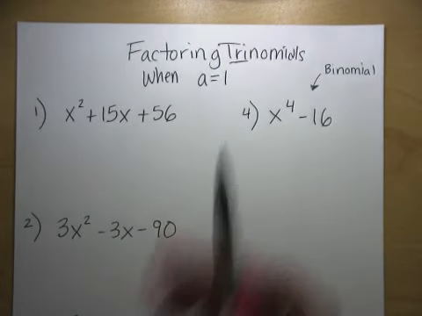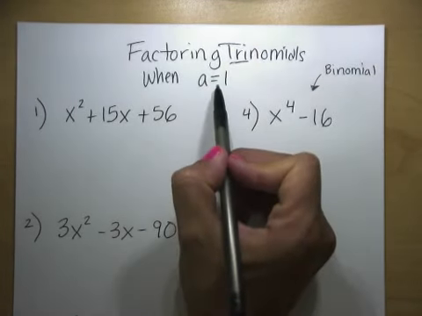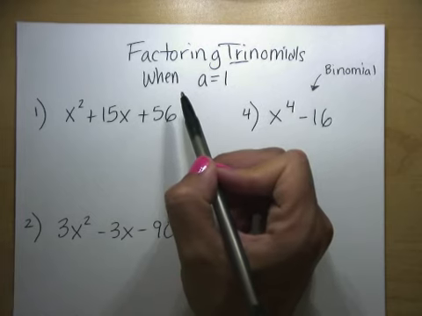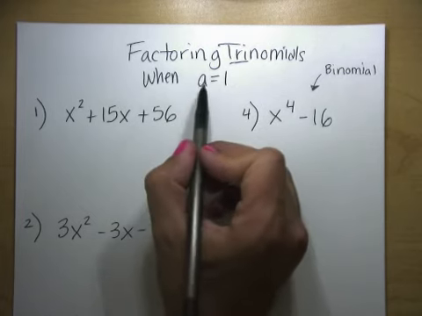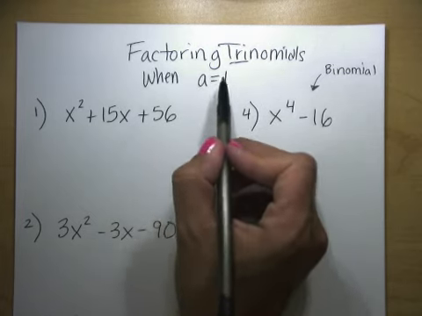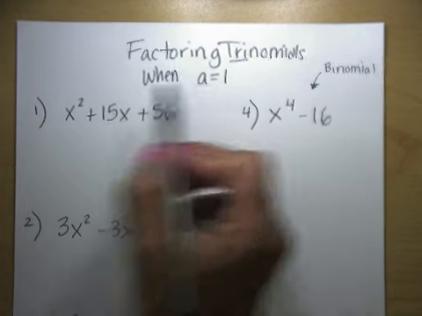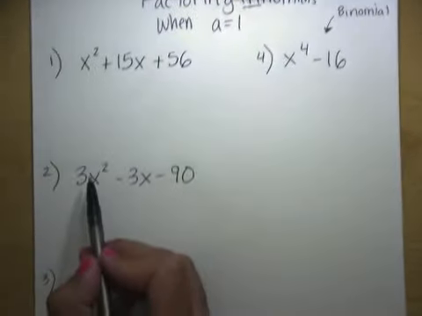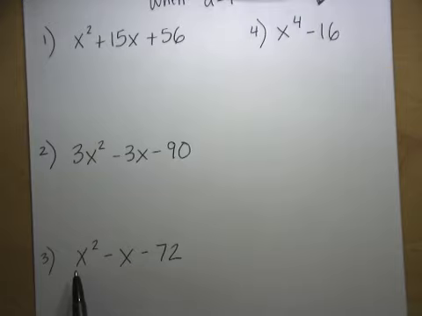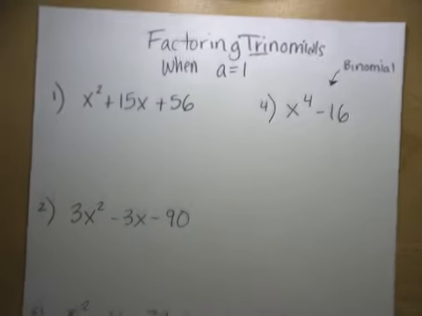So first of all, when factoring trinomials when a is equal to 1, we have a strategy or a trick. The trick that I'm going to teach you today does not work if a is not equal to 1. So remember, a is your leading coefficient. So here a is 1, here a is 3, here a is 1.